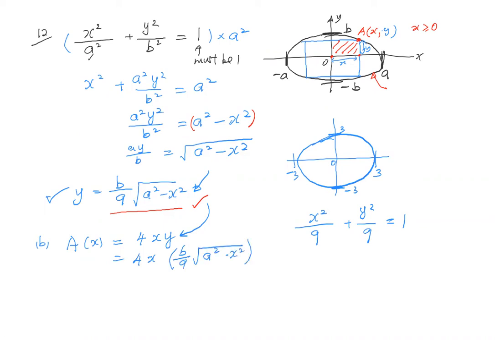Okay, so I end up with 4b over a times x times square root of a squared minus x squared. Okay, I purposely write it like that, not like the textbook. The reason is because afterward we are going to differentiate, and this is your u, and this whole thing will be your v. So maybe you will want to try to differentiate to get the part C.